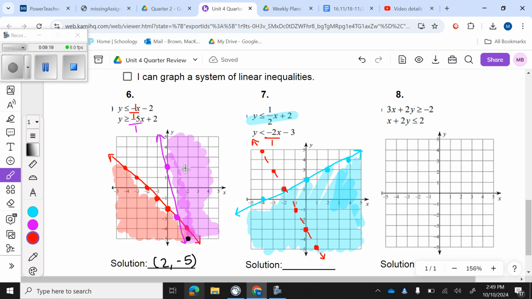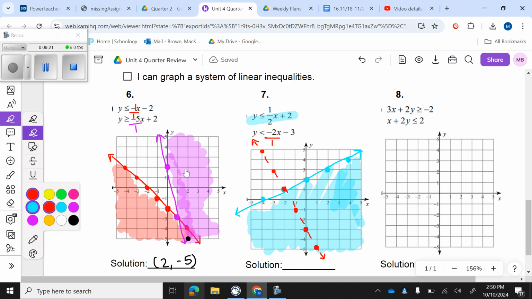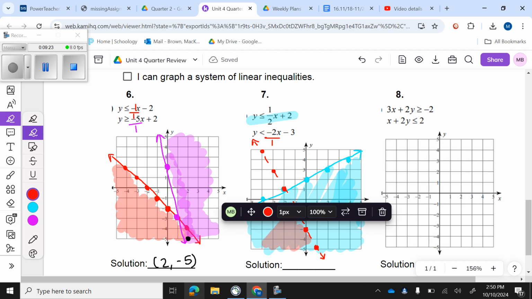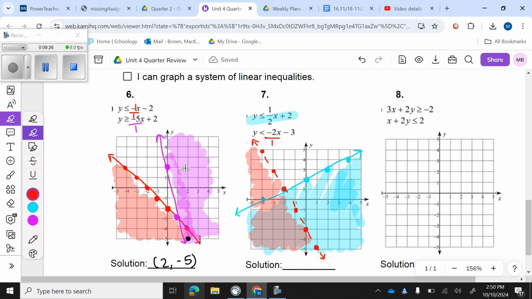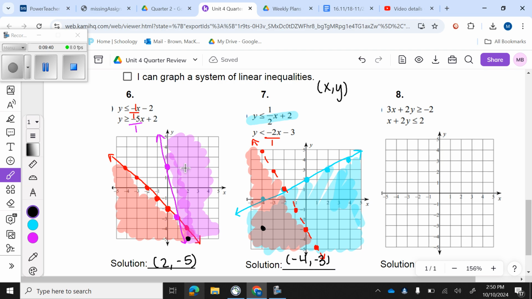All right, and this is a less than sign, which tells me I'm going to shade below. And then my feasible region is whenever these overlap. So I can pick any point in here. It doesn't matter which one. I'm going to pick this guy right here, which would be a -4, -3. Remember, your coordinate is x, y.